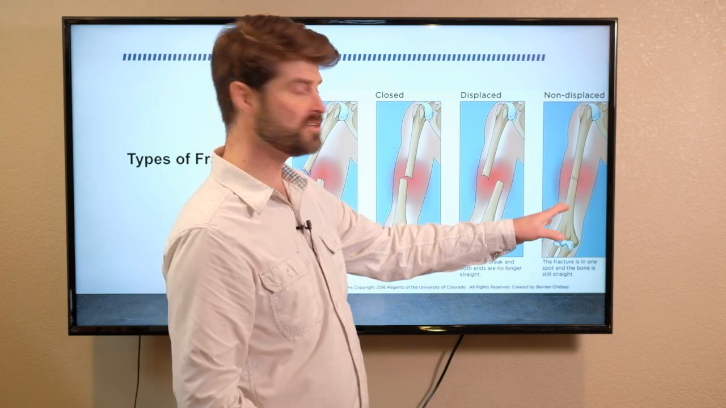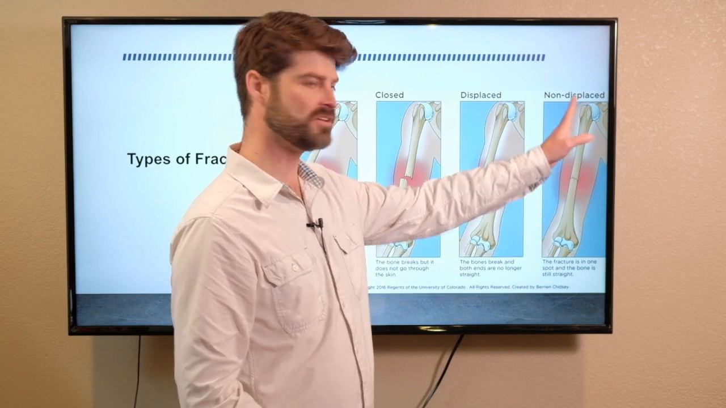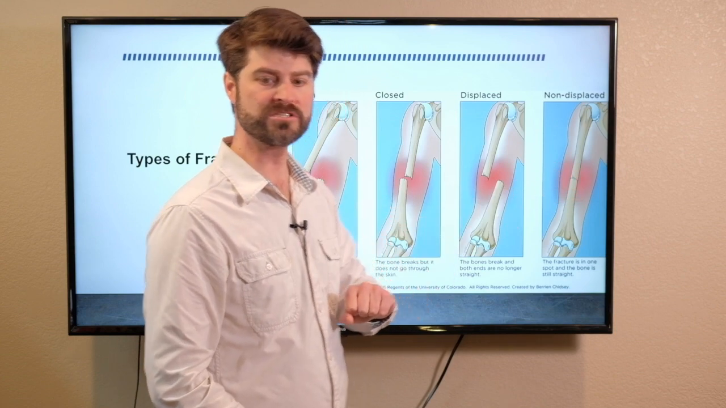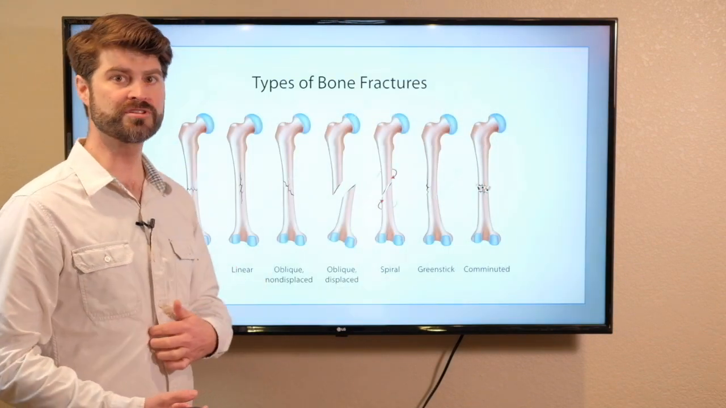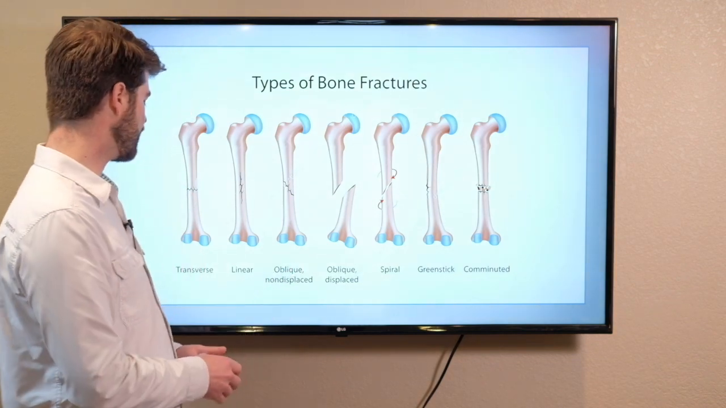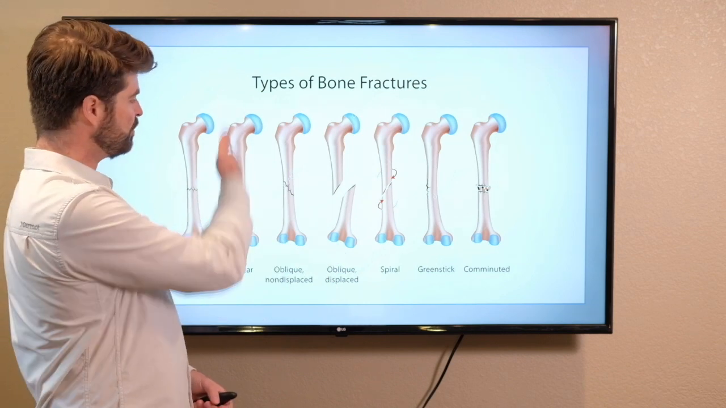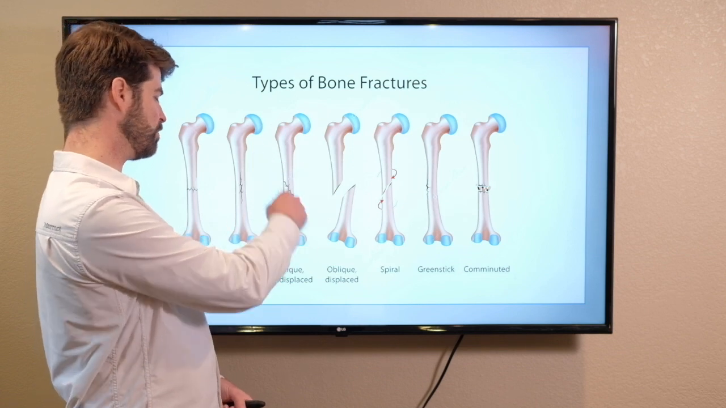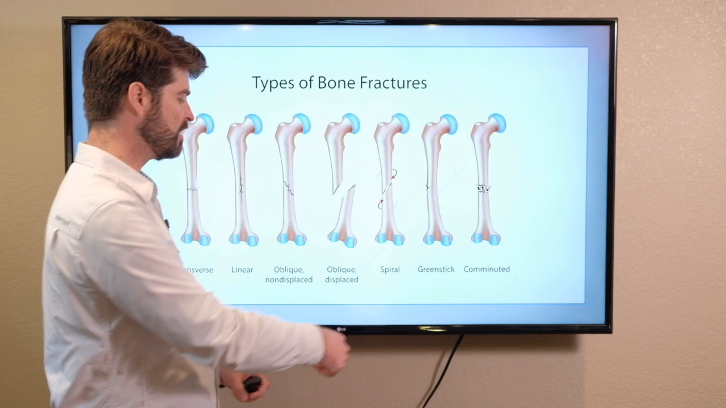And then there's a non-displaced fracture. So this is a fracture where the bone stays in its anatomical position, but we have a fracture of the bone material. Lots of different ways that bone fractures can occur, or etiologies, or presentations really. So transverse, going across, linear, going the length of a bone, or oblique, which is going diagonal, and non-displaced we've talked about.